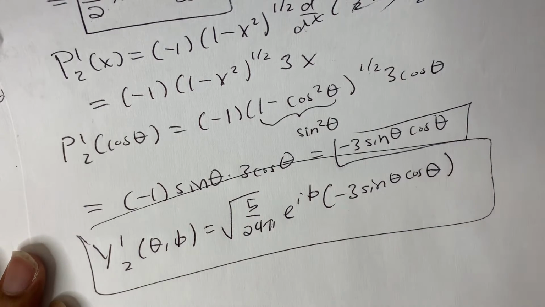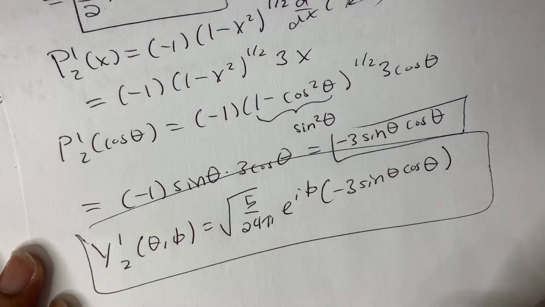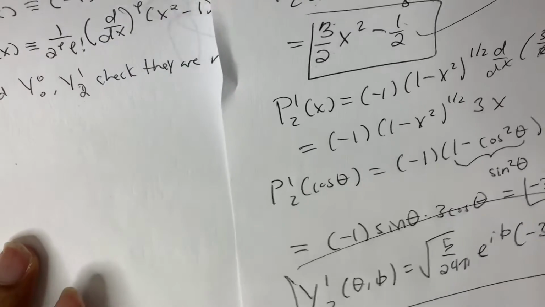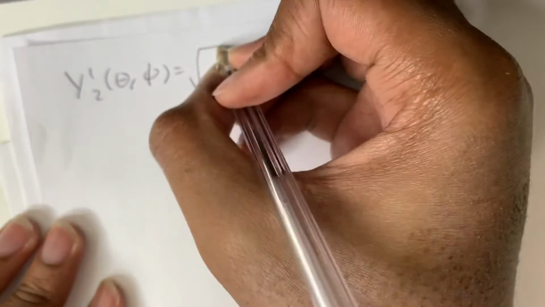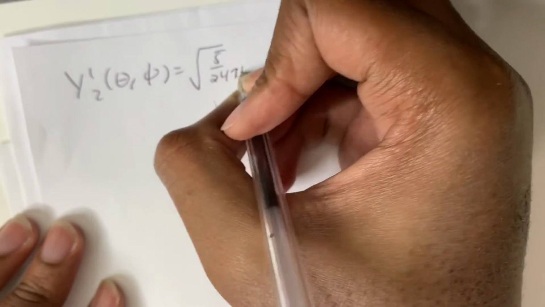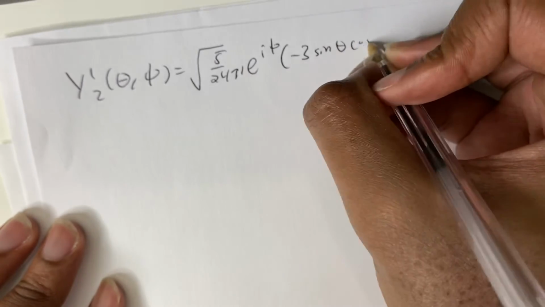So what do we do now? Well, we have to check if this is normalized. That's the word for it, normalized. So to do that, let's get a new page because we kind of ran out of space. Let's just rewrite what Y12 is. Y12 of theta, phi is the square root of 5 over 24 pi, e to the i phi, times minus 3 sine theta cosine theta.